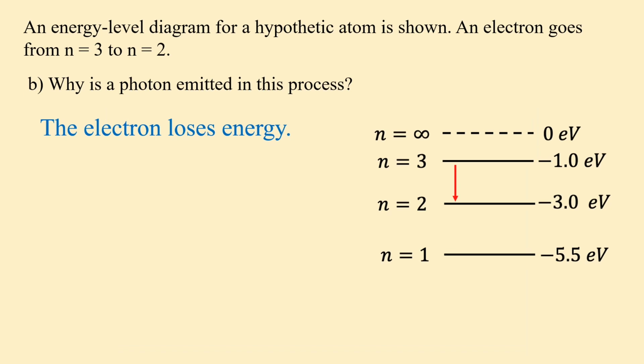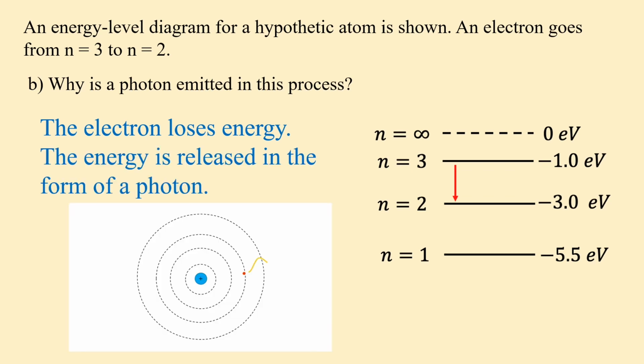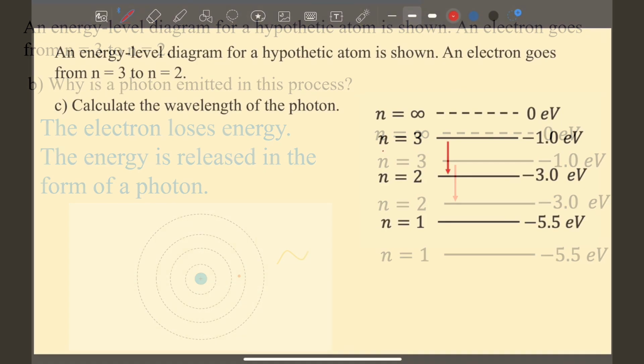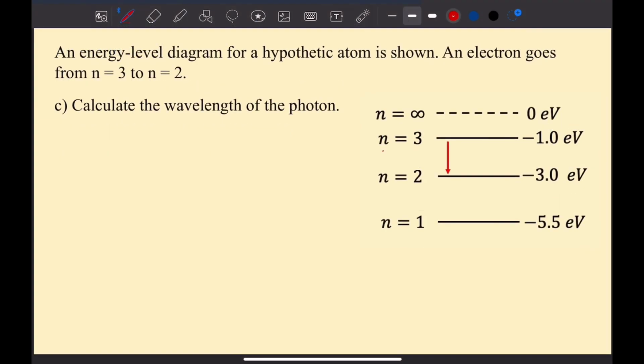Now this is a process where the electron loses energy. It goes from an energy of -1 electron volts to an energy of -3 electron volts. So in the process, it lost 2 electron volts. As a result, it's going to emit a photon, and that photon has an energy of 2 electron volts as well.